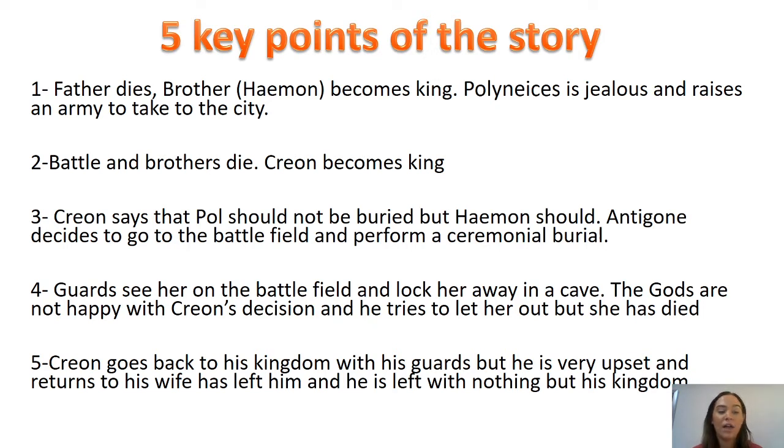And point number 5. Creon goes back to his kingdom with his guards, but he is very upset and returns to his wife, to see that his wife has left him, and he is left with nothing but his kingdom. So those are the 5 main important points of the Antigone story.